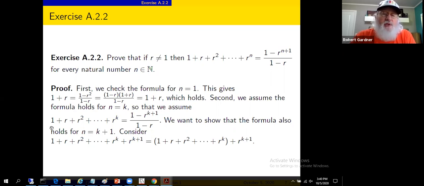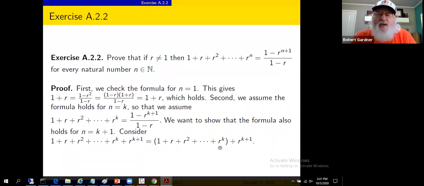Next, assume the formula holds for n equals k. So we'll assume the sum of the powers of r, from 1 to r to the k, is 1 minus r to the k plus 1 over 1 minus r. See, I'm plugging in n equals k. We simply replace the n with a k. We didn't do a k plus 1 thing. The plus 1 comes from up here in the formula. We want to show the formula holds for n equals k plus 1. So add the next term, 1 through r to the k, plus r to the k plus 1. So add the next power of r.